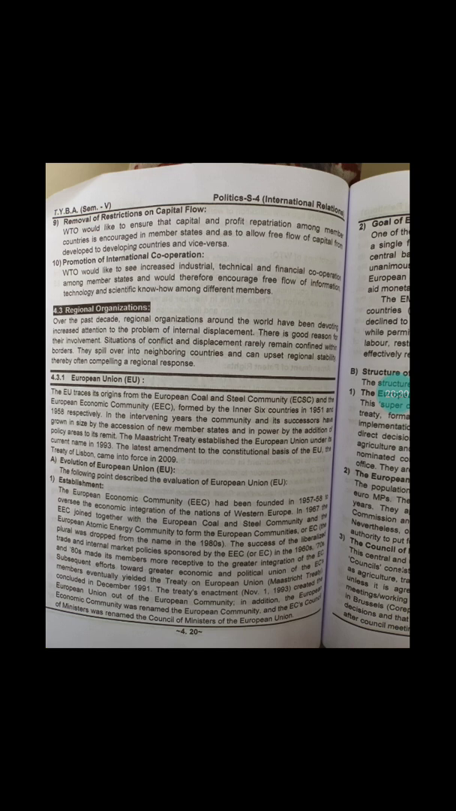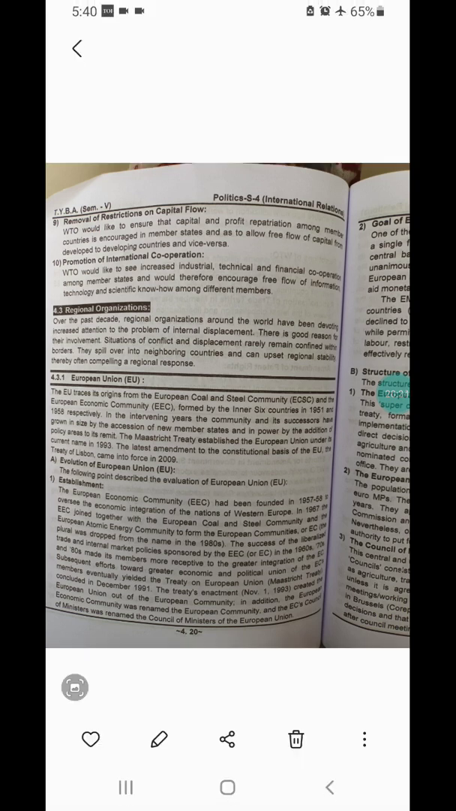In the intervening years, the community and its successor have grown in size by the accession of new member states and in power by the addition of policy areas to its remit. In the intervening years, the community and its successor अच्छे खासे बड़े हैं by the accession of new members और पावर भी उनकी बढ़ी है.